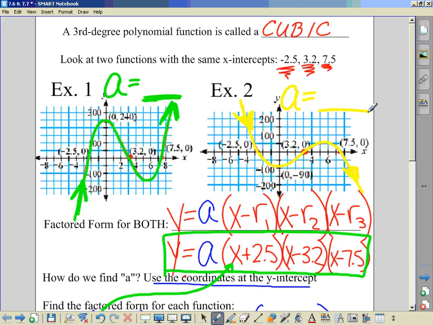And then go ahead and do that for example 3 as well, where you're going to graph, think about its end behavior, and find the a, put all the pieces of the puzzle together, come to class ready tomorrow to ask questions and do some problems.